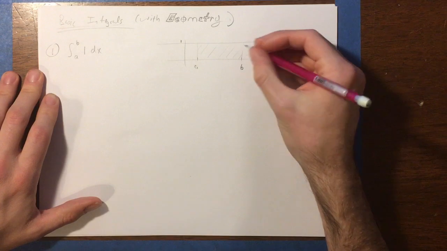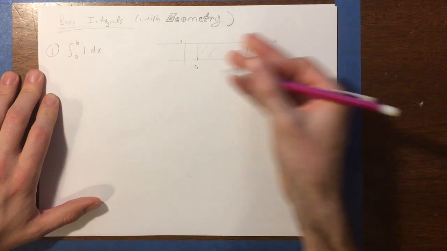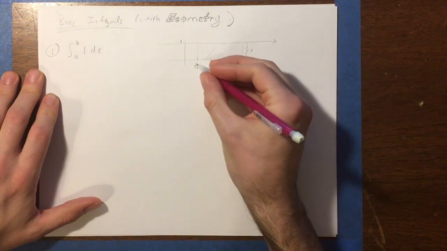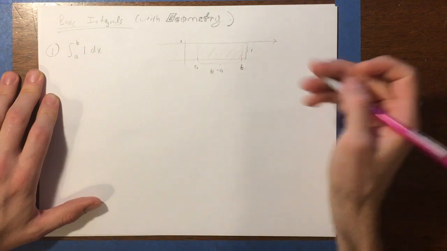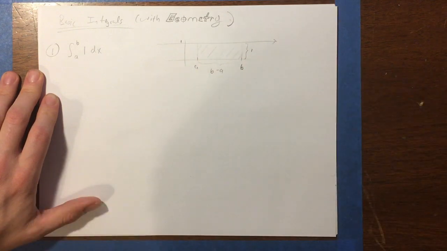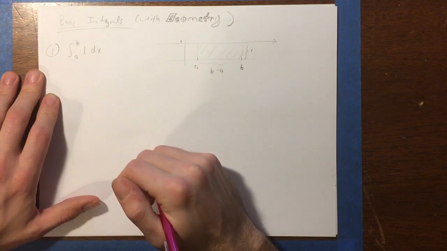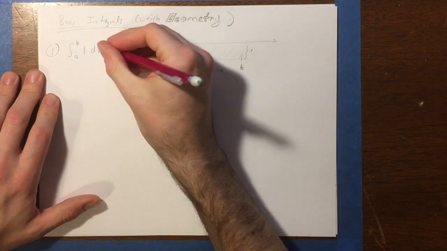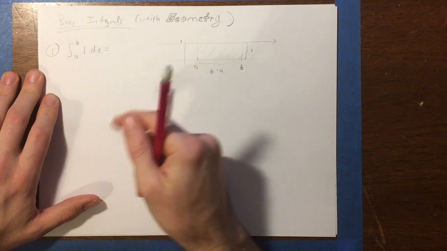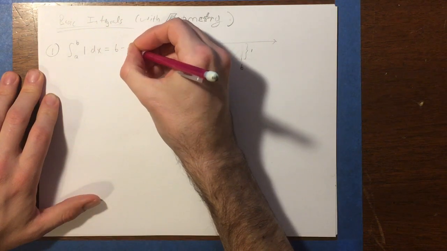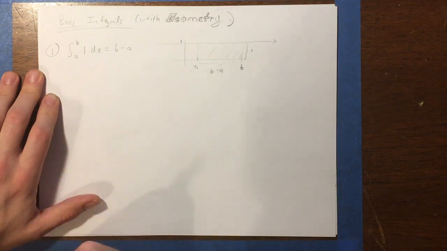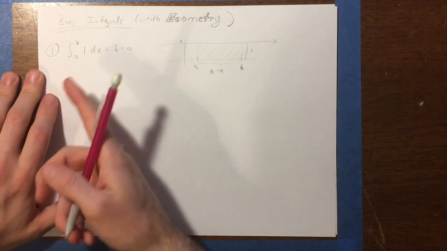What's its height? Its height is equal to 1 because this is a constant function at height 1. And what's its width? Well, its width is equal to b minus a, the distance between those two numbers on the x-axis. So this should just be equal to length times width, b minus a times 1, which is just b minus a. So that is a definite integral that we can memorize if we want. That's a very simple one.